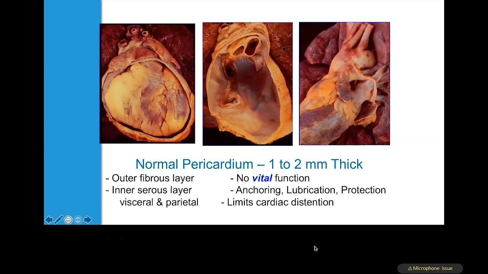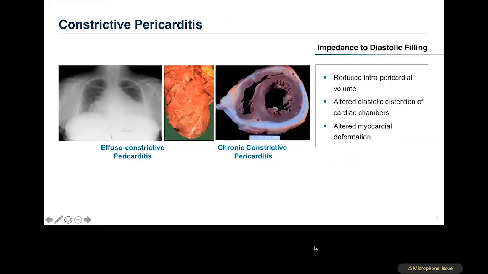It prevents abnormal excessive dilatation of chambers, and this is something seen immediately after pericardiectomy. During the post-surgical phase, you may see increasing size of the chambers, which of course over a period of time adapts itself, but to some extent it also helps in limiting the cardiac distension during the phase of cardiac filling.